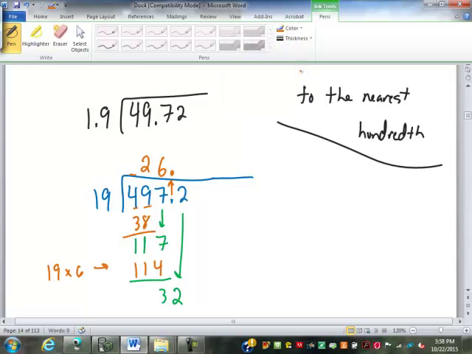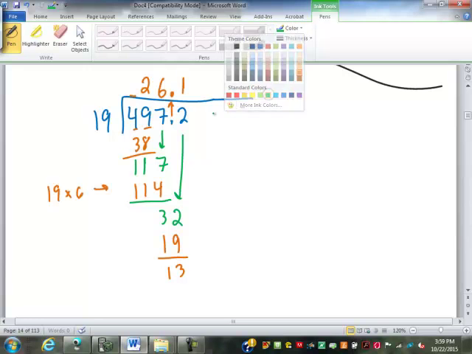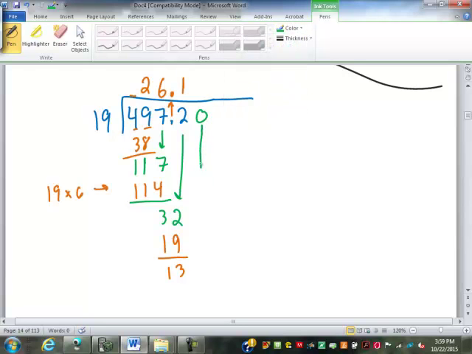And it goes 1. 19 goes into 32 once. Subtract that, and that leaves you 13. So 1 times 19 is 19, and we subtract to get 13. Add a 0 behind the 2. Bring your 0 all the way down. Then 6 times 19 is 114.